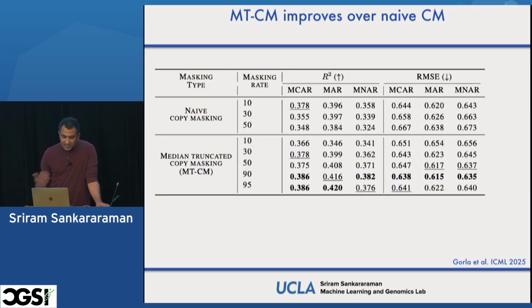We also show that this median truncation copy masking improves over what we call naive copy masking. So when you have naive copy masking, because as you introduce more and more of these null tokens, the transformer is unable to learn effectively, we find that the accuracies are never quite high. Whereas when you have median truncation, as you increase more of these null tokens, the model is still able to respond and increases its resulting accuracy.